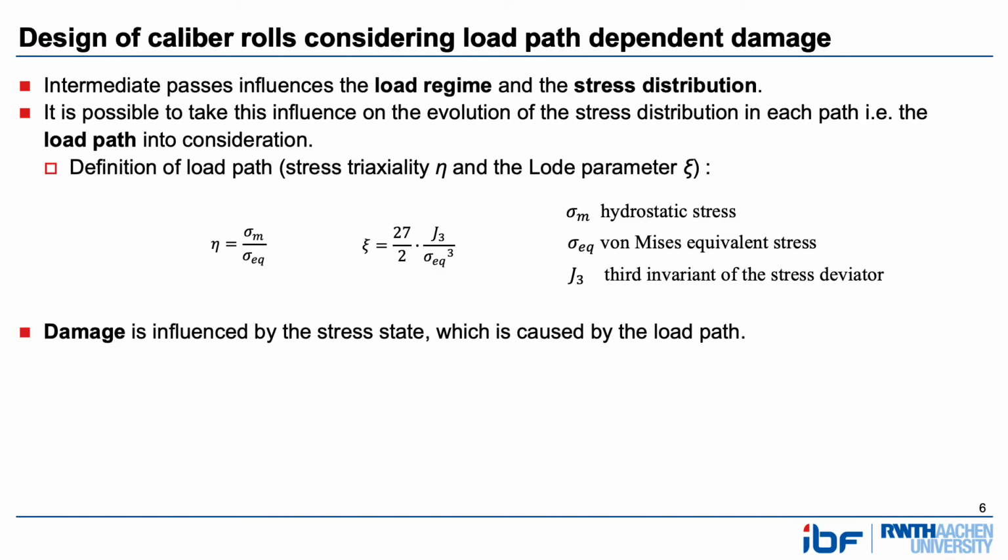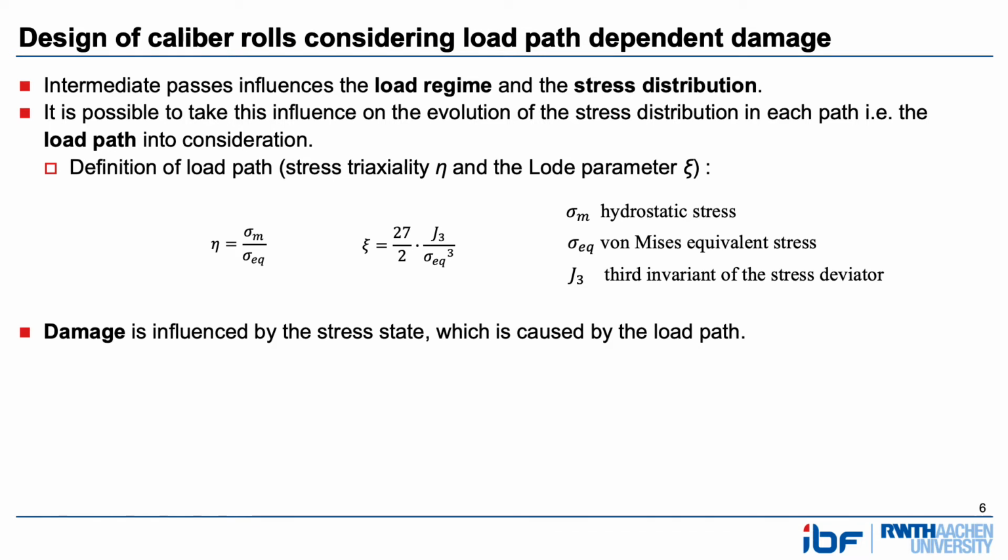This flexibility, changing the design of the intermediate passes, can also influence the load regime and stress distribution in the workpiece. So it's possible to take this influence on the evolution of stress distribution into consideration when we design the rolls of a caliber rolling process.